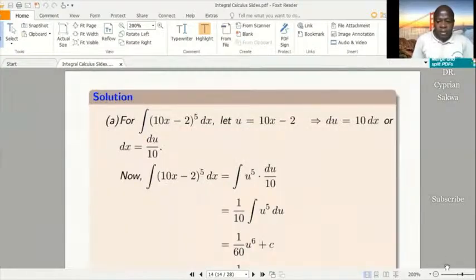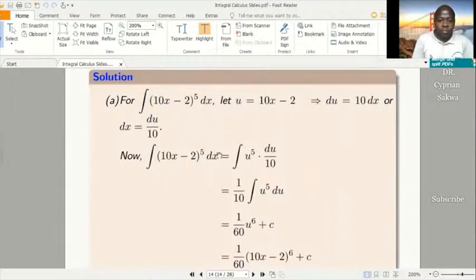Now, just going through the steps again, this is what we want to integrate. But before we do the integration, let u be the one inside the bracket, and then differentiate on both sides. du is 10 dx. Then make dx the subject of the formula by dividing both sides by 10, and we have dx equal to du out of 10. Now we are ready to integrate.